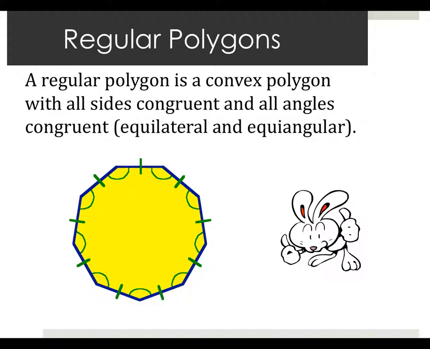Okay, so three terms there you need to know: equilateral, equiangular, and regular. You can have polygons that are equilateral, but not equiangular. You can have polygons that are equiangular, but not equilateral. And then you can have regular polygons that are both. Most of the stereotypical shapes that you know are going to be regular polygons. A stop sign is a regular octagon. A square is a regular quadrilateral.